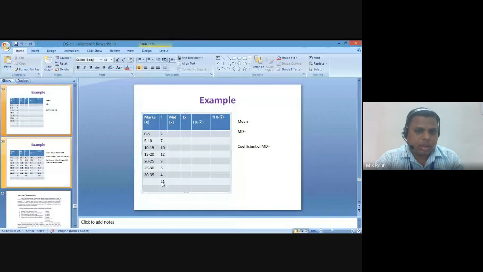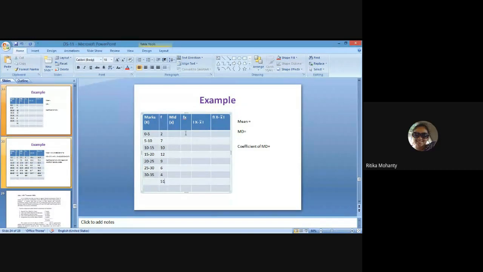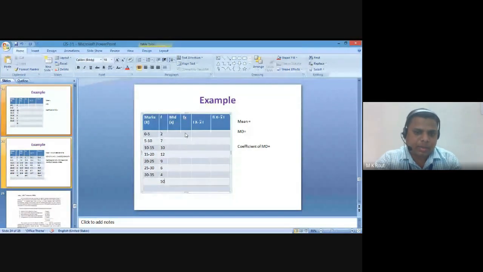Okay. Then after you go for calculation of f into x. But first, n is 50, not 51. Yes, sir, 50. 2 plus 7, 9. 9 plus 10, 19. 19 plus 12, how much? 31. 31 plus 9, 40. 40 plus 10, that is 50. So who told 51?